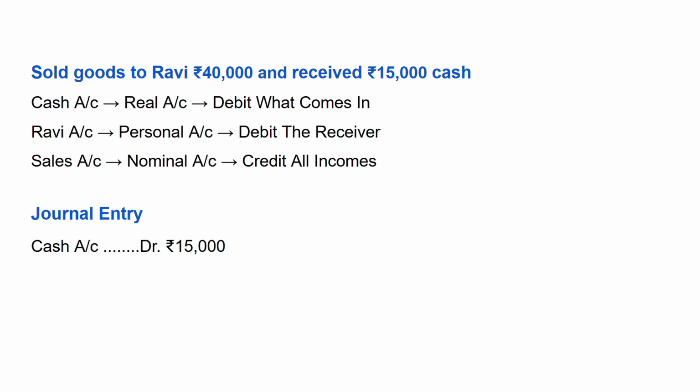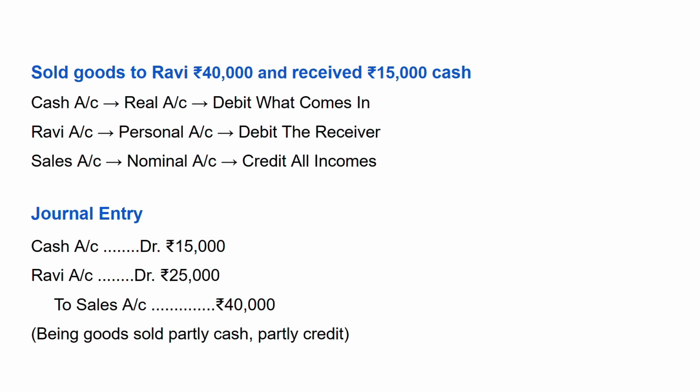And the journal entry is cash account debit 15,000 rupees because Ravi has paid us 15,000 rupees. Then Ravi account, that is 25,000 rupees because out of 40,000 rupees he has paid us only 15,000 rupees. So 40,000 minus 15,000 is 25,000 rupees he will pay us in the future. And total sales is to sales 40,000 rupees because that is the total sales. And the narration is being goods sold partly cash partly credit.